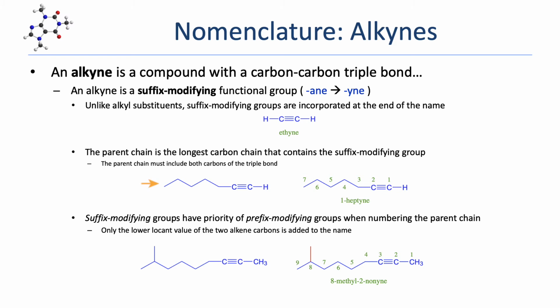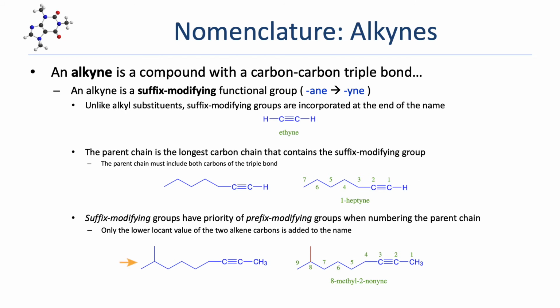So in this case, you can see that we have a 7-carbon chain, alkynes. This is going to be a heptyne. Numbering the carbons from the end that is closer to the triple bond would mean numbering from right to left in this case, actually placing the alkyne on 1. Just like with alkenes, we only place the lower locant value into the name directly in front of the parent name. So here we have 1-heptyne.